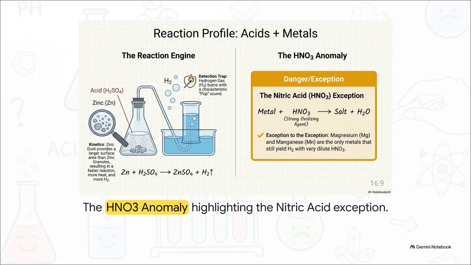Remember earlier when we said acids react with metals to produce hydrogen gas? Well, nitric acid completely defies this. It is such a powerful oxidizing agent that when it reacts with most metals, it immediately oxidizes the hydrogen that gets produced, turning it into water instead. It totally subverts the standard blueprint. And naturally, there's an exception to this exception. Magnesium and magnesium are the only two metals that will stubbornly still yield hydrogen gas when mixed with very dilute nitric acid.